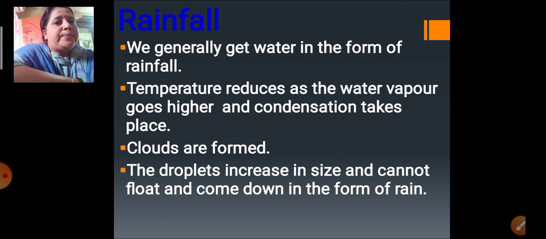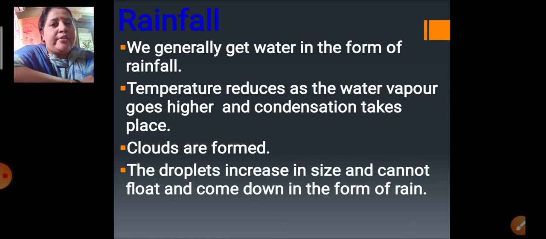Just because of this condensation, clouds are formed. The water droplets cling to the dust particles present in the atmosphere, and because of this clouds are formed. The droplets increase in size. When these droplets cling to each other, they become larger, and when they become larger in size, they cannot float in the air and they come down in the form of rain. So this is how we get the rainfall.